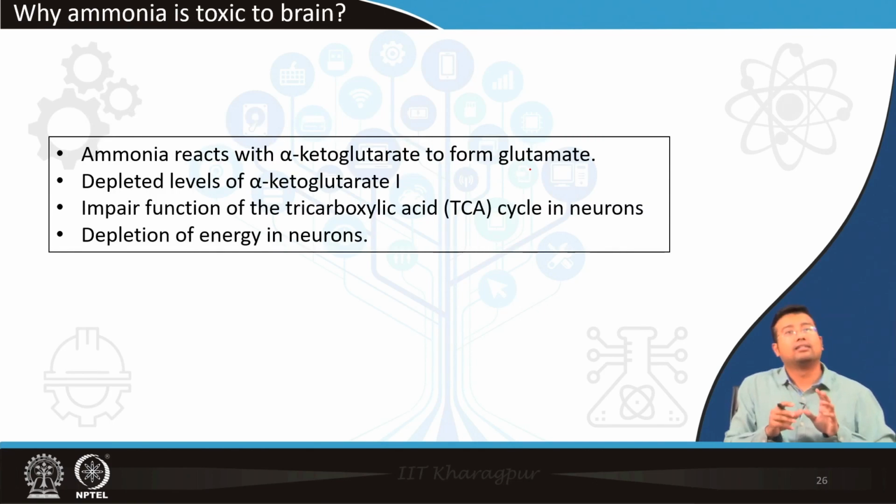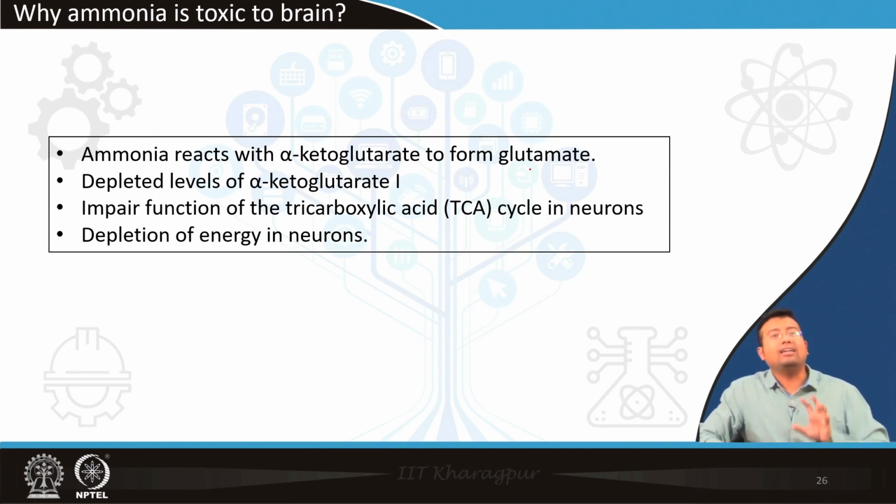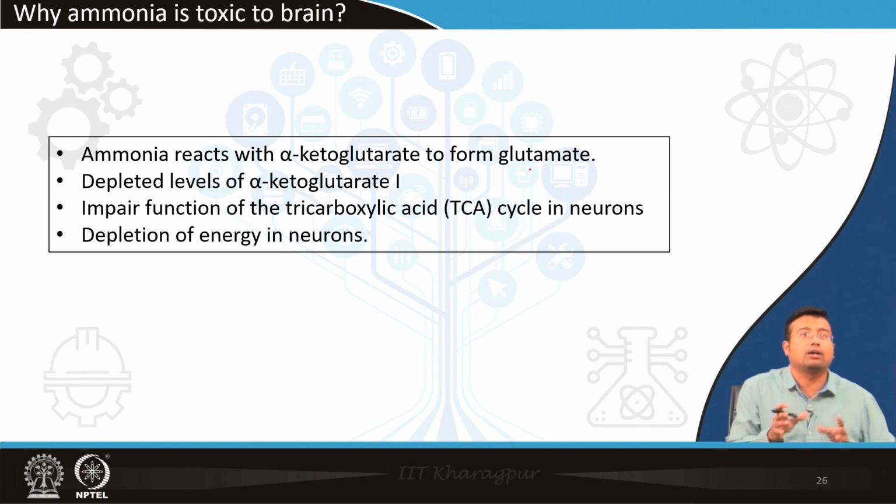So now let us understand why ammonia is toxic to the brain. So this is the last part of our discussion, where we will be actually learning why we are so cautious, why we are so afraid, and what problems ammonia creates to our brain. Well, it is very easy to understand if you have the basic concept of biochemistry clear.